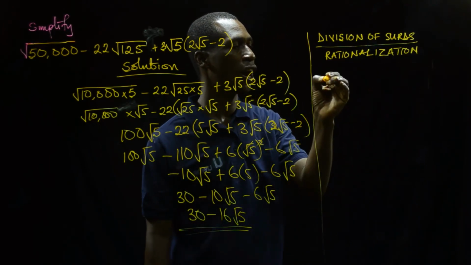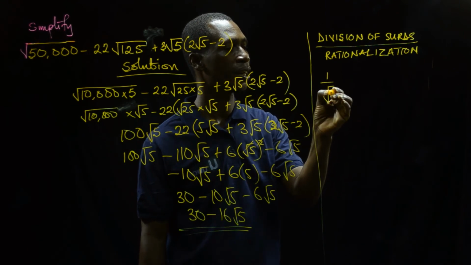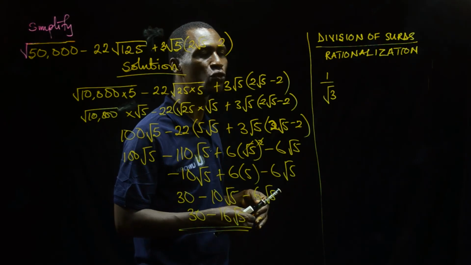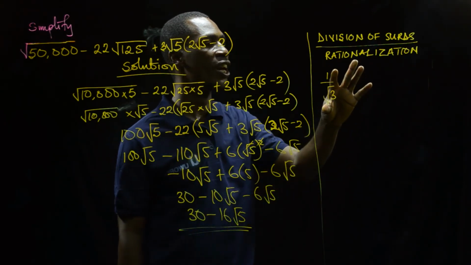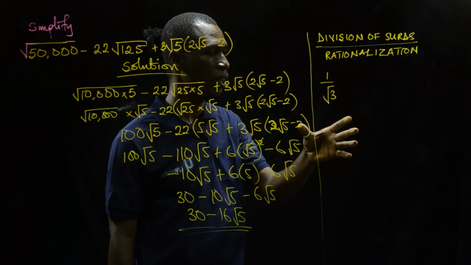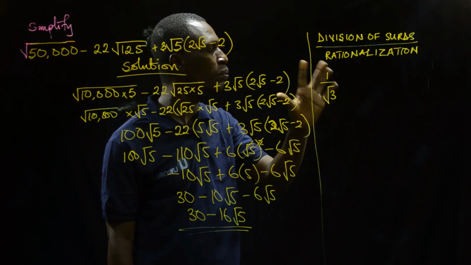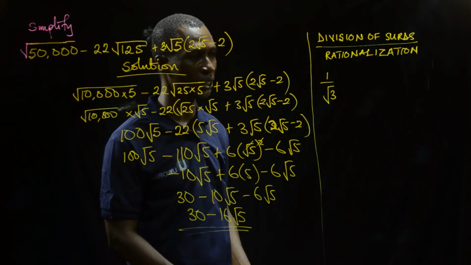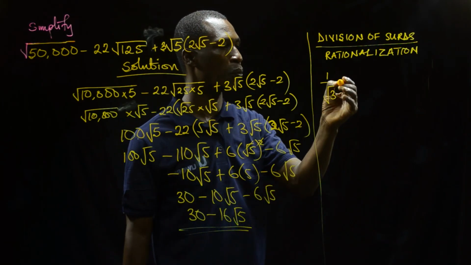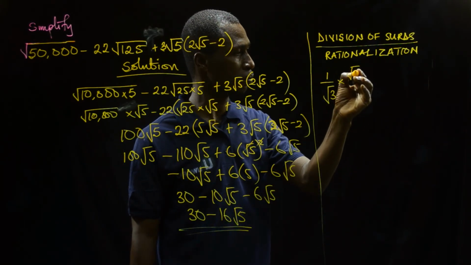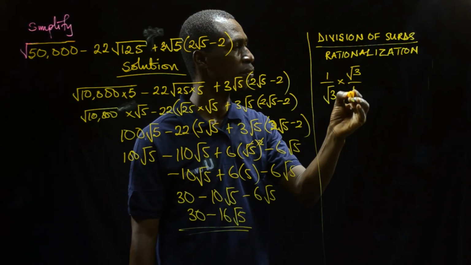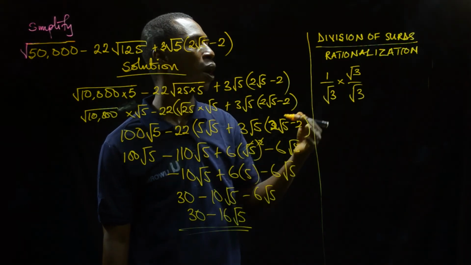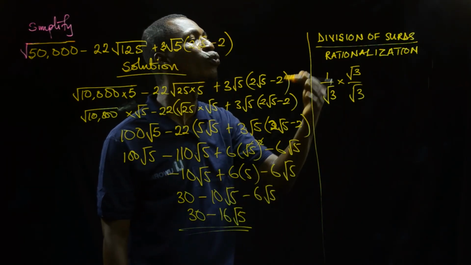Good. If you have 1 on root 3, you don't leave the denominator to contain roots. Anytime you solve any question which is a fraction, and the denominator contains a root, it means that the work is not done. So if you have something like this, you have to do what is called rationalization. So this one, you multiply through the top and down by the value of the root. It means that you are making the bottom a perfect square so that the root will go away.